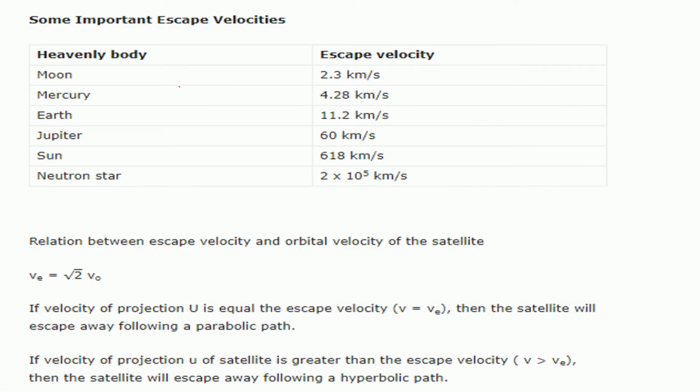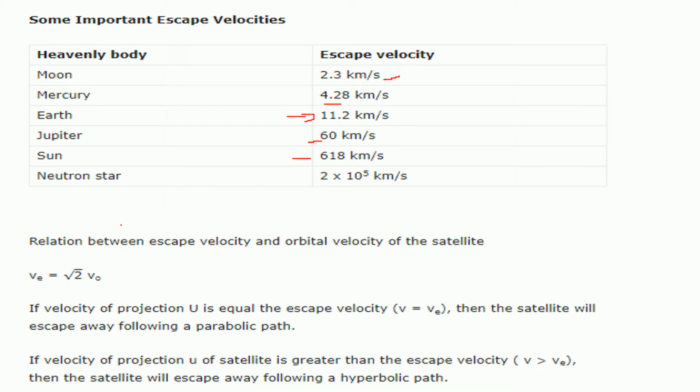There are some important escape velocities you must know. For Moon it is 2.3 km per second, Mercury 4.28, Earth as I said 11.2 km per second, Jupiter 60 km per second, Sun 618 km per second, neutron star 2 into 10 to the power 5 km per second.